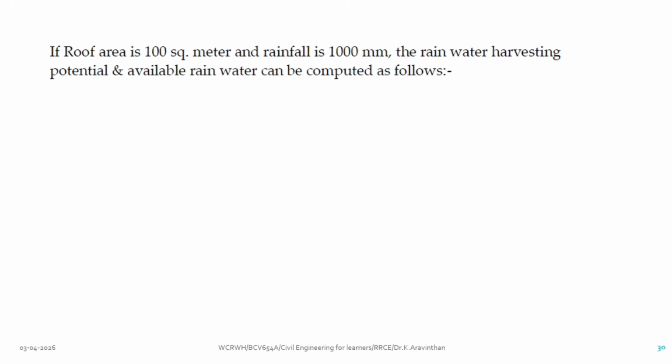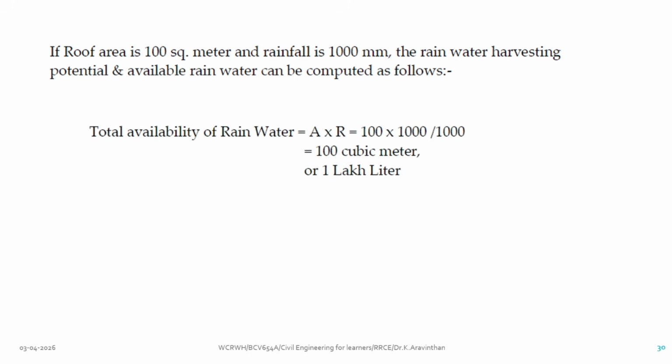Now let us take the second problem. Rooftop area is 100 square meter and rainfall is 1000 mm. The rainwater harvesting potential and available rainwater can be computed. Now, you know that the formula is ARC. A is annual rainfall, which has to be taken in terms of meter. And here it is given in mm, 1000 mm. You can convert it into meter by dividing by 1000. So mm to meter, when we are converting, we are dividing it by 1000.